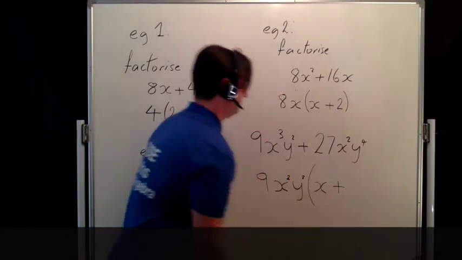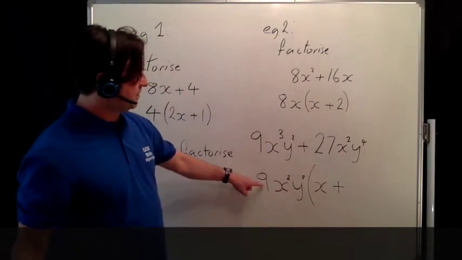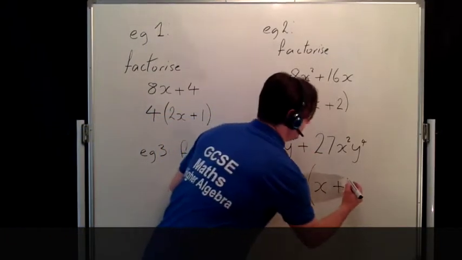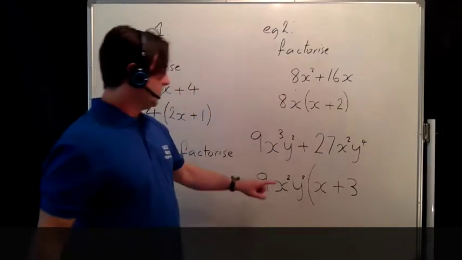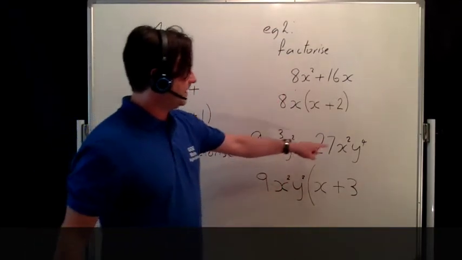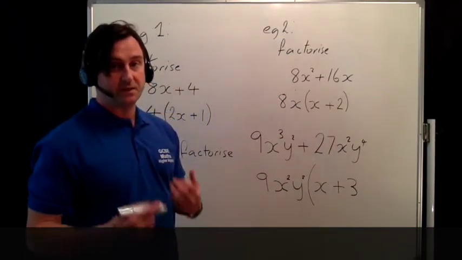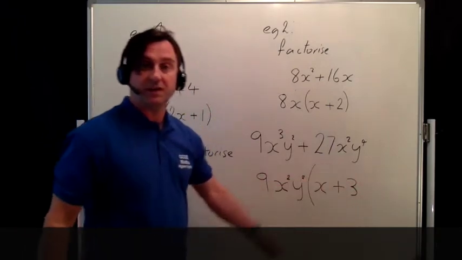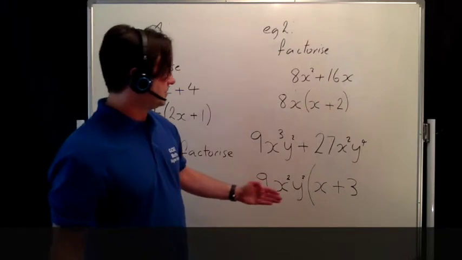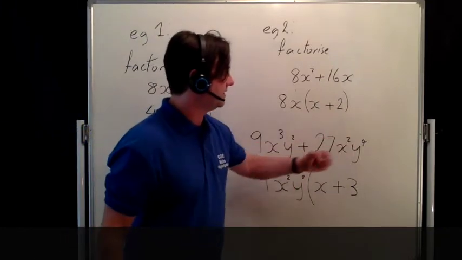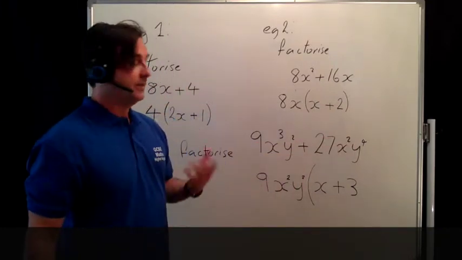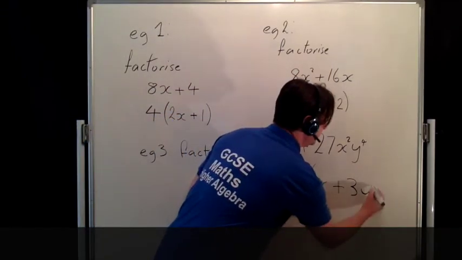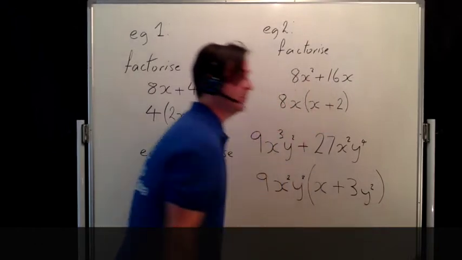The second term, what do I need to multiply my 9 by to give me 27? Well, that's going to be 3. What do I need to multiply x squared by to give me x squared? Well, that's going to be 1. We don't need to write the 1 because 3 times 1 would give me 3 anyway. What do I need to multiply the y squared by to give me y to the power of 4? That's going to be y squared. So I need y squared inside my brackets.